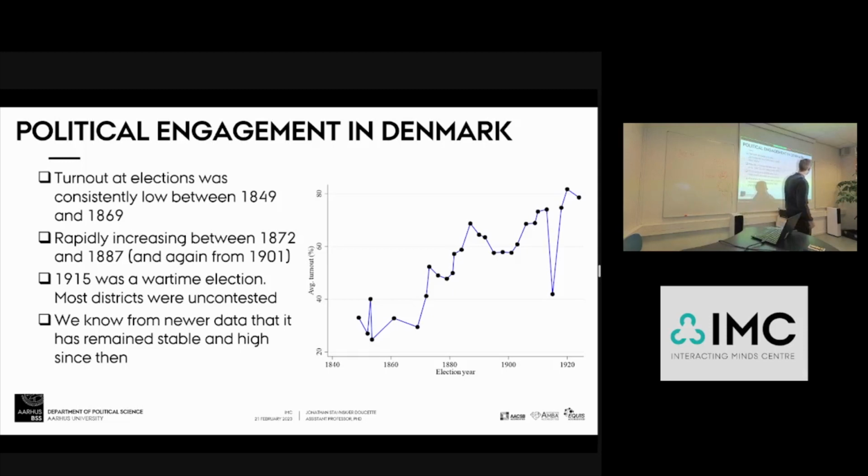The weird outlier here is the 1950 war election, where most candidates ran uncontested. For many reasons, that's a bit of a weird election. And what we know from newer data is that basically since the 1920s, turnout has remained consistently high in Denmark. So this was really the period where it changed massively.